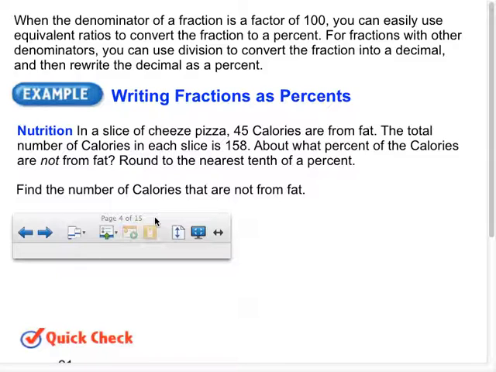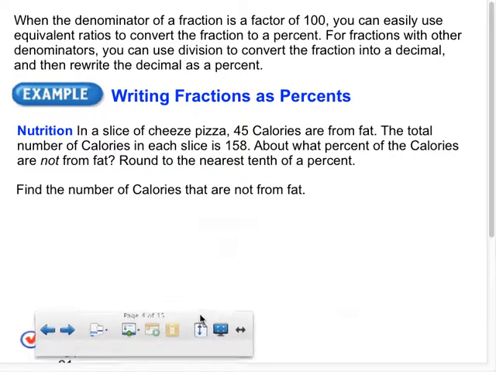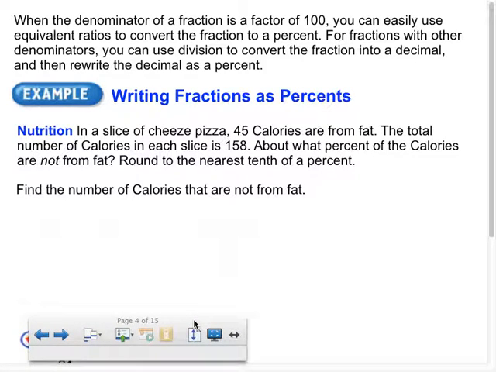So let's take a look at this. Writing fractions as percents. Okay, sometimes you will have to do long division. Okay, sometimes you won't have to do it. Let's take a look. Nutrition. In a slice of cheese pizza, 45 calories are from fat. You have to be careful about the way you read this. This should remind you of what we did yesterday.